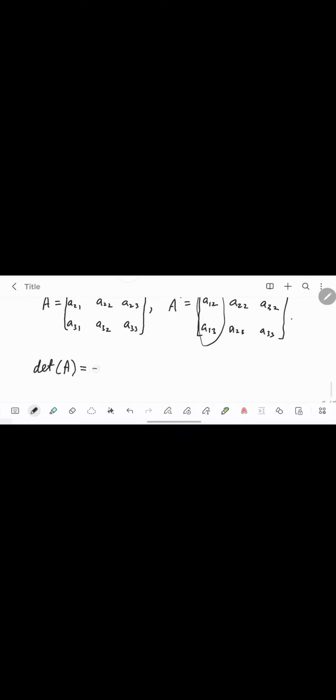So expand the determinant of A by the first row. The first row has 3 different elements, so corresponding to each element I have a cofactor. Corresponding to A11 I have the cofactor negative 1 to the power 1 plus 1, A11, and if I forget about this row and this column, I will have A22, A32, A23, A33 left.